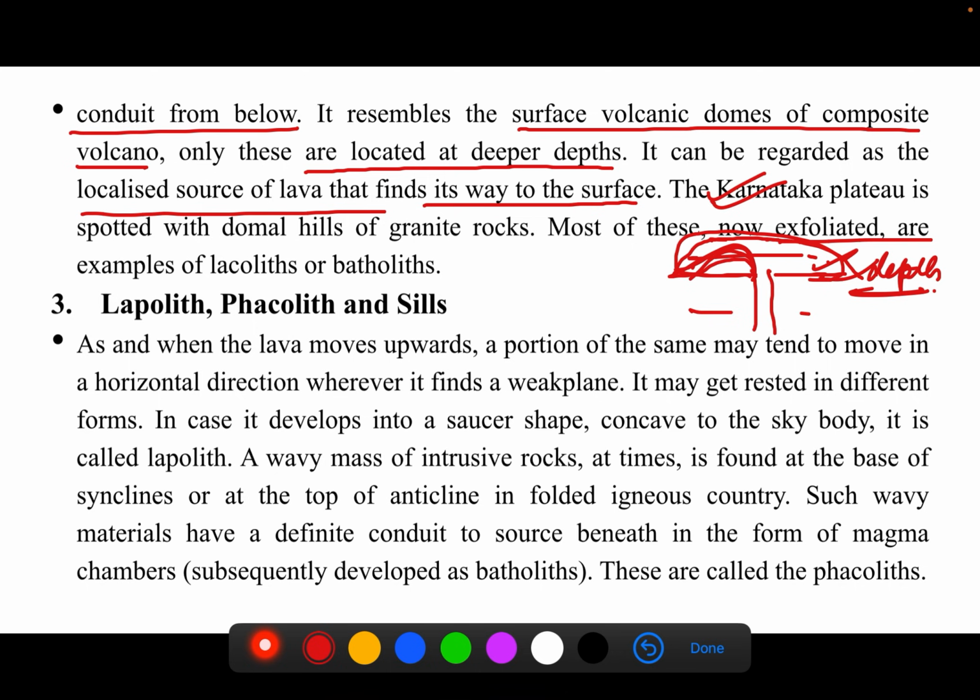The next important things that we have to understand are lapolith, phacolith and sills. So just remember that laccolith, lapolith and phacolith are all different. Just remember what is dome shaped: remember C, D, laco, C and D come together. So laccolith is dome shaped, D for dome. So remember C and D. Now let's understand lapolith, phacolith and sills. Let's see a video first.